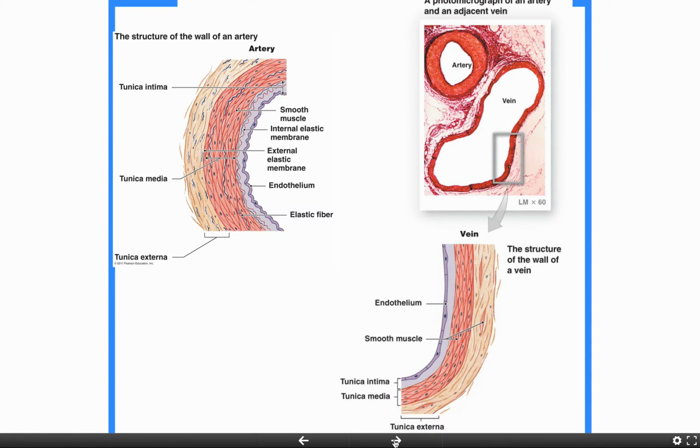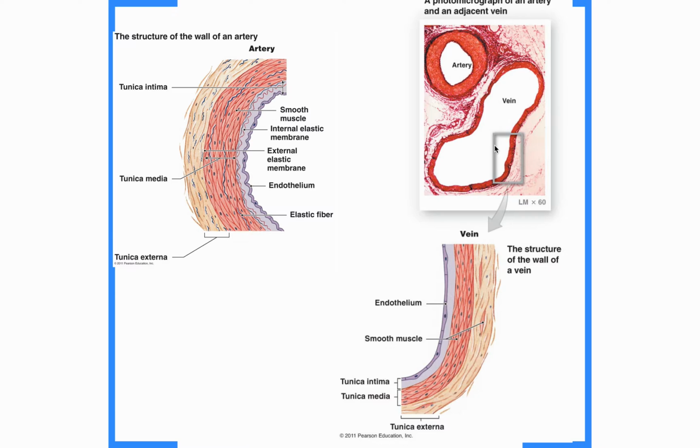There are different types of blood vessels you need to know. First, arteries. And here's an artery. And here's a vein. You can see the artery, here they are under a microscope. You can see the artery's thicker, has a thicker wall, but the vein has a bigger diameter. Arteries always carry blood away from the heart, and veins always carry blood towards the heart.